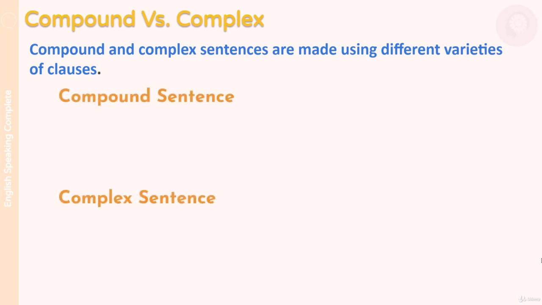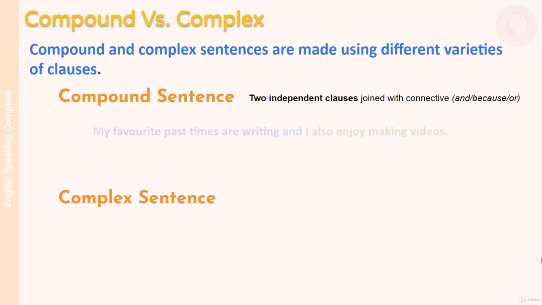So, compound sentence. This is two independent clauses joined with a connective. That's and, because, or, therefore. There are lots of different connectives that we can use. Two independent clauses. We split them in half with a connective in the middle. Let's take a look at an example.